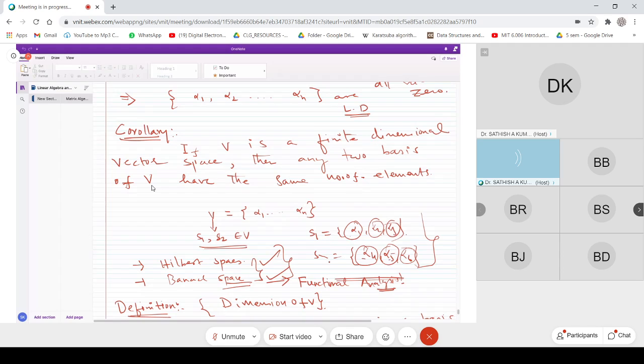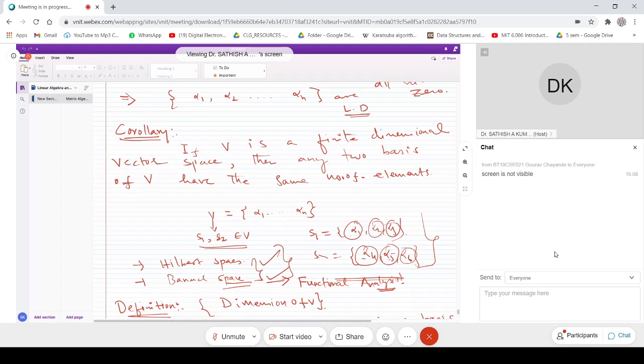I have given some examples. If S1 and S2 are two bases, then they should have the same number of elements, not the same set of elements. Because alpha 1 can be 1, 0, 0, then 0, 1, 0, and 0, 0, 1, and it can be 1, 1, 1, then 2, 2, 2, and 3, 3, 3. The only thing is that S1 and S2 both must be bases. If these two are bases, then the number of elements is 1, 2, and 3, and here also 1, 2, and 3. Entries are different. That's not an issue.